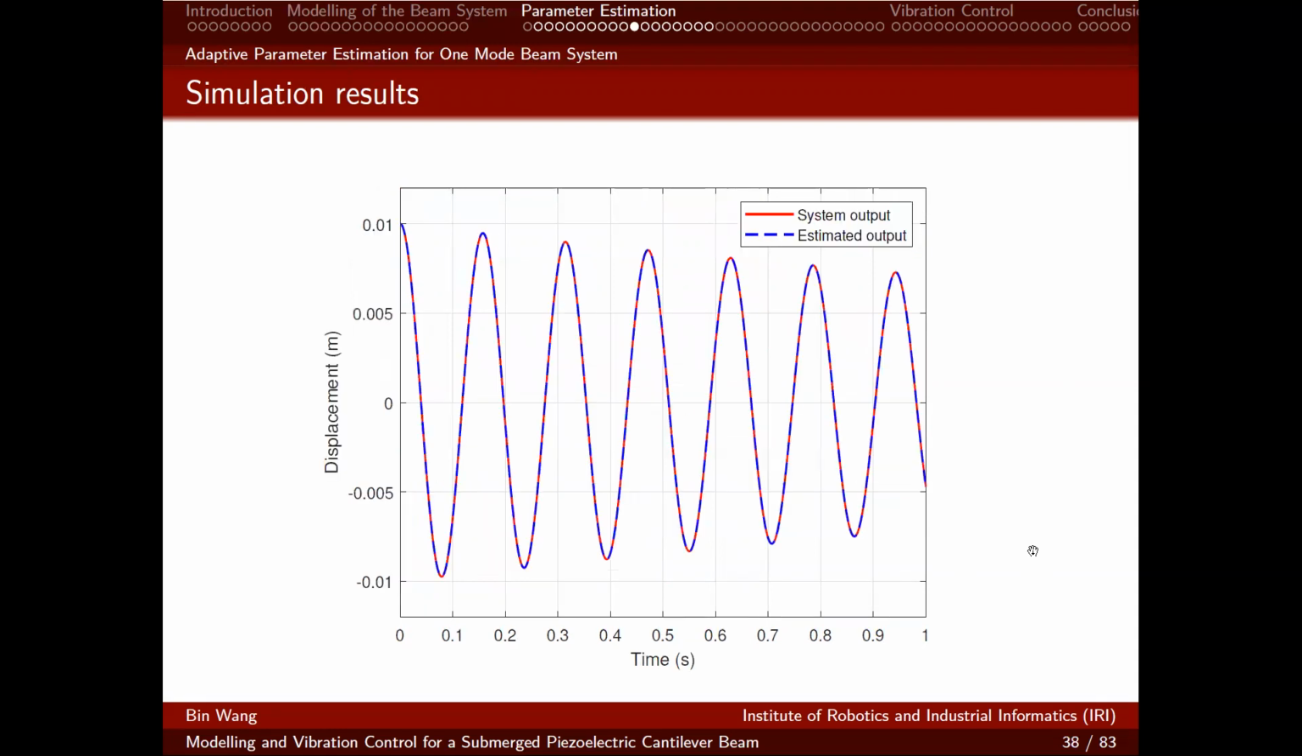To show the effectiveness of the proposed method, we reconstructed the system output with the estimated parameters. We can see that these two outputs are consistent with each other.